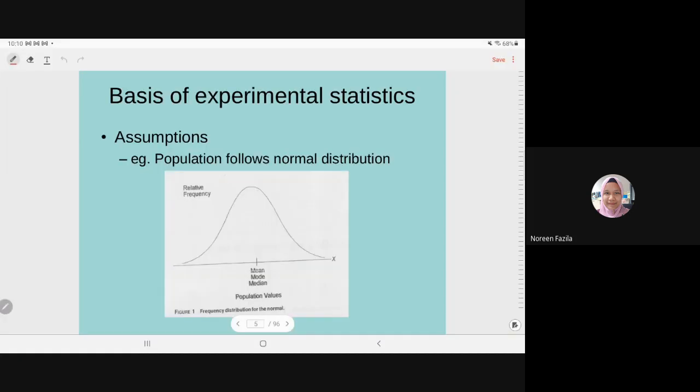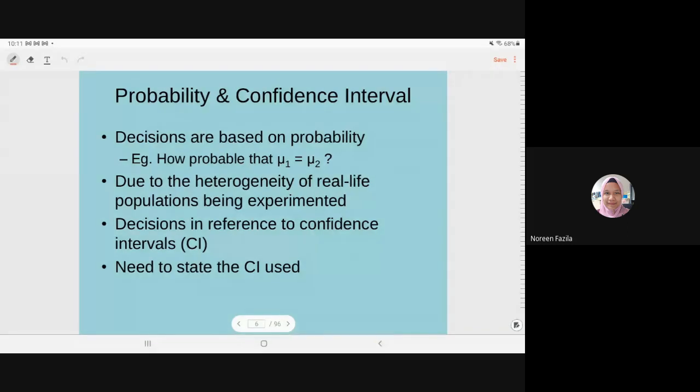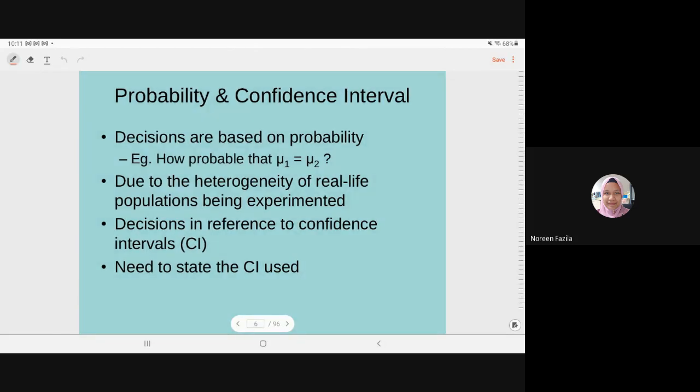So normal distribution, and then probability and confidence interval. Decisions are based on probability. We have discussed this just now. How probable is it that mu1 is equal to mu2? How probable is it that mu1 is not equal to mu2? Due to the heterogeneity of real life populations being experimental, we have discussed that also. Because of the heterogeneity, our decision has to be based on confidence interval.